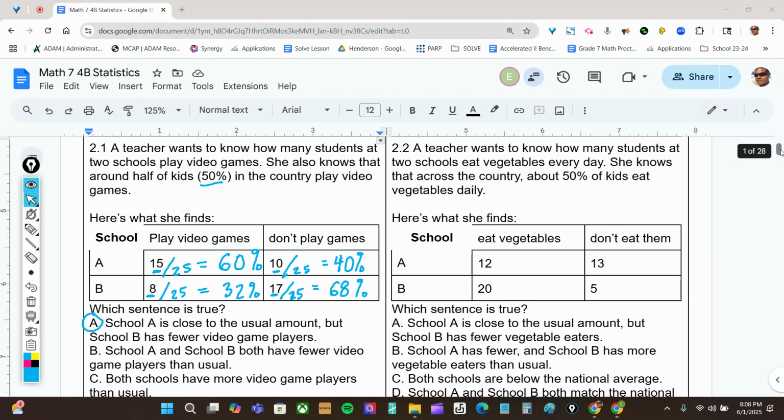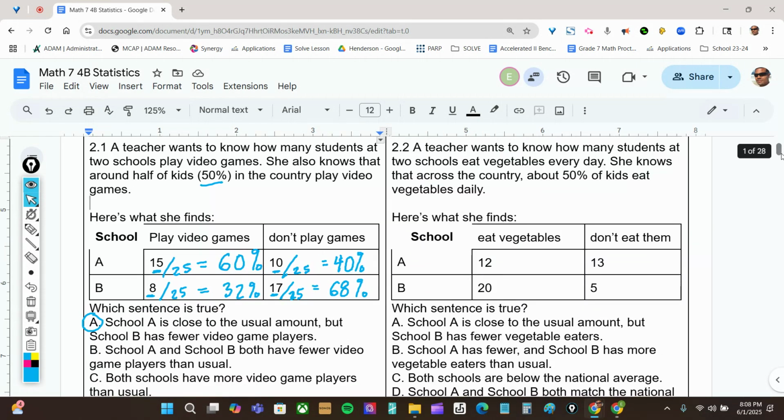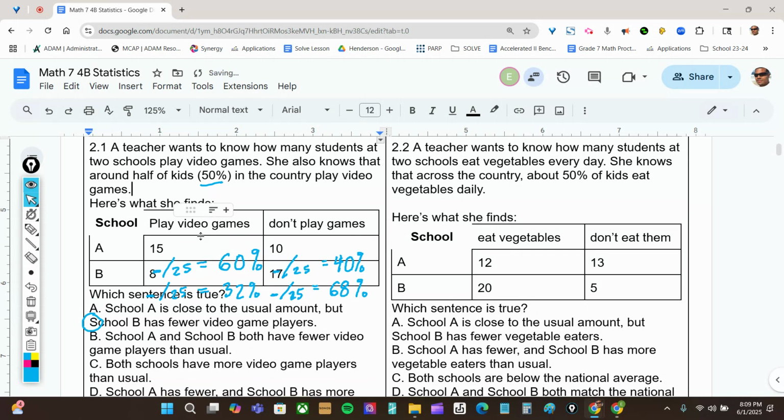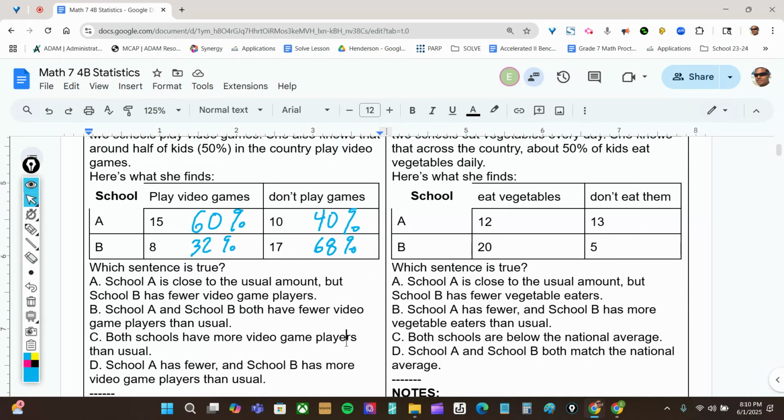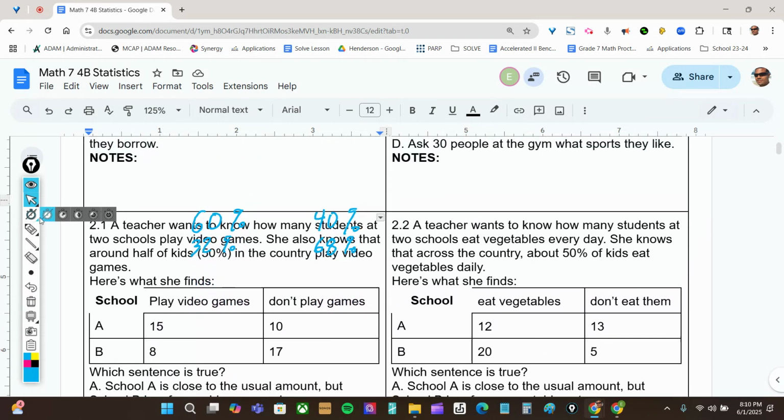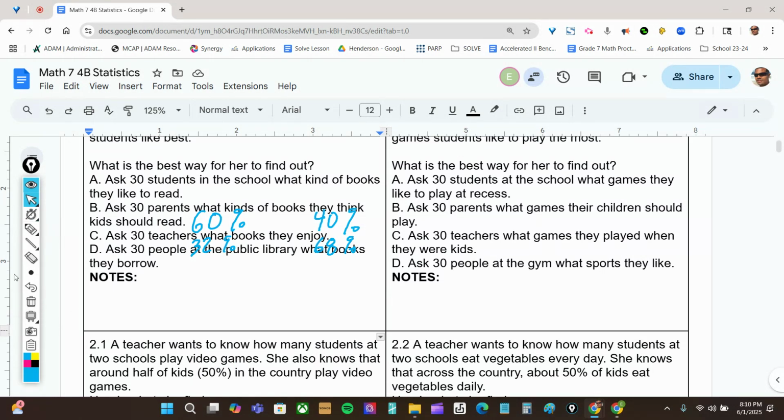All right, and let me move down. So now we can't see the bottom one. I probably should have moved this up. 60, 32. I don't know how I'm gonna fix this. Let me pause this and fix this. All right, so I moved it up. Okay, here we go.